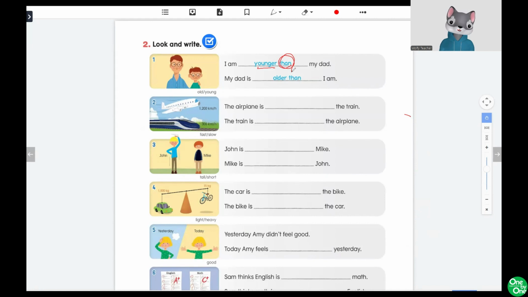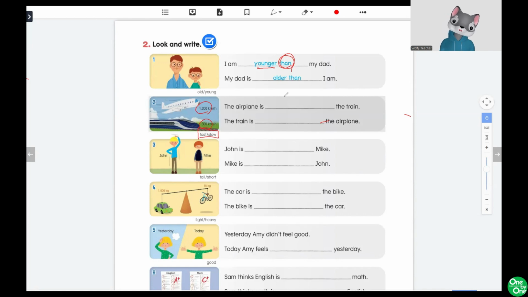Let's look at this. Now, we need to use the word fast and slow. Now, the train is 300 kilometers per hour. A plane is 1,200 kilometers per hour. So what do we need to write? So the airplane is 더 빠른 거니까 뭐라고 해야 되지?